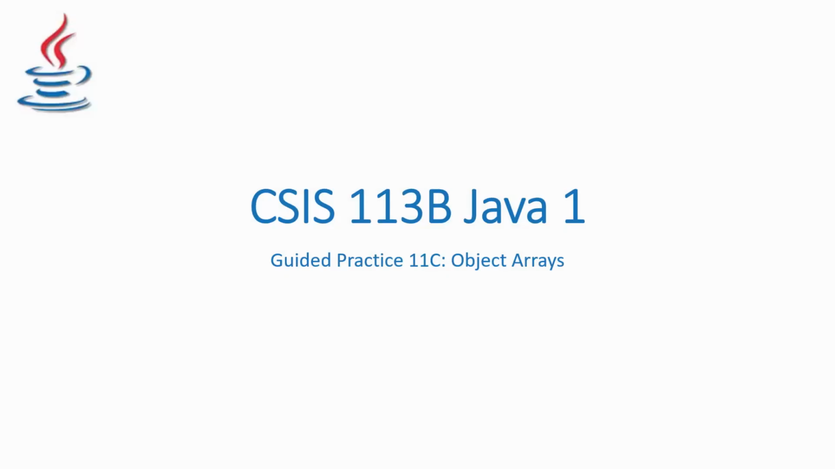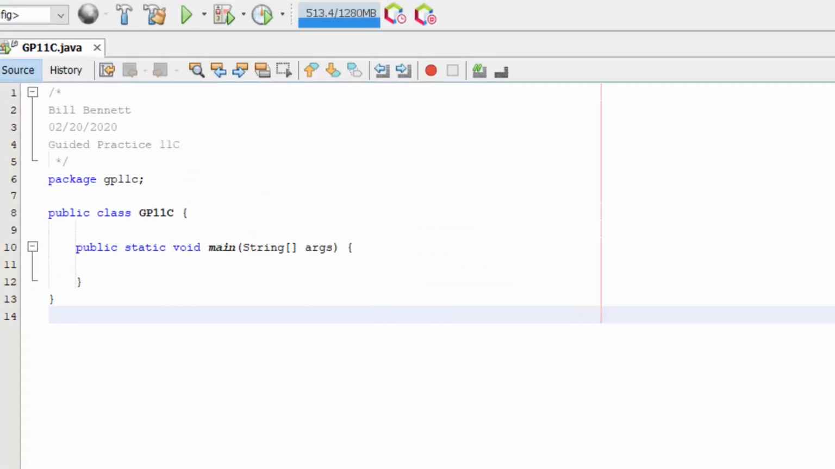In this video, you'll be learning how to complete Guided Practice 11C. So in Guided Practice 11C, you're going to be learning how to implement object arrays. The way that object arrays differ from the arrays that you've been creating in the past is that they will contain objects, or arrays that contain objects instead of primitives.